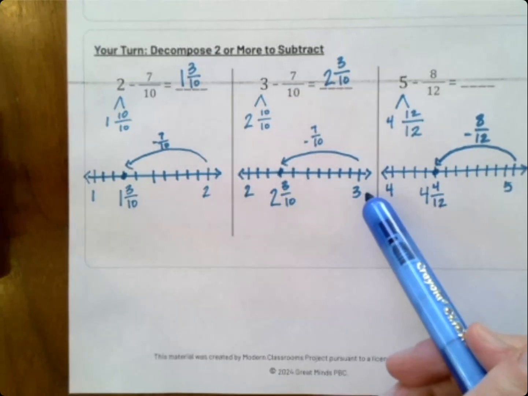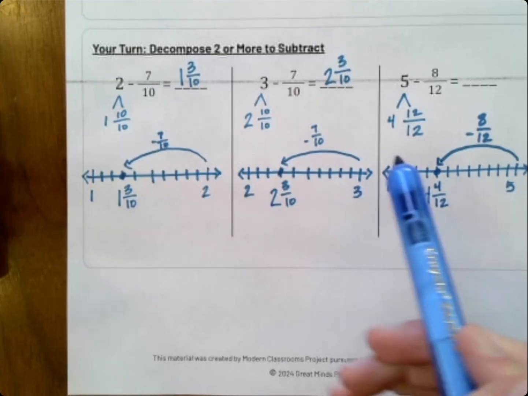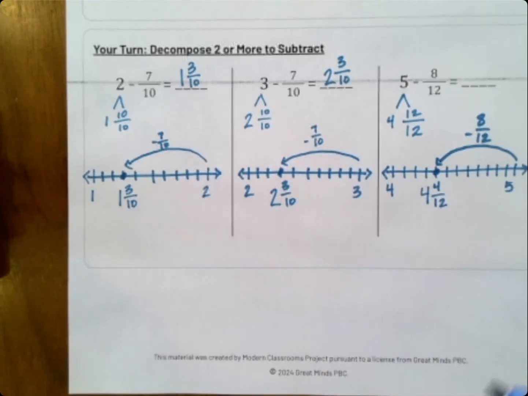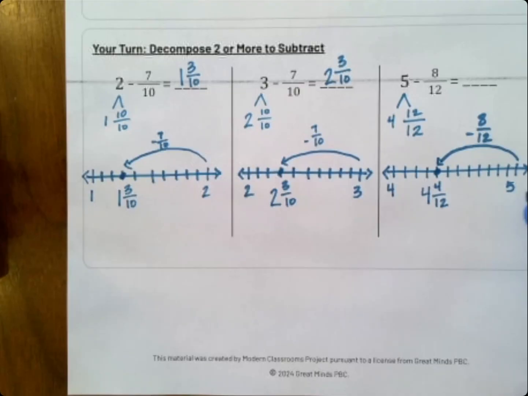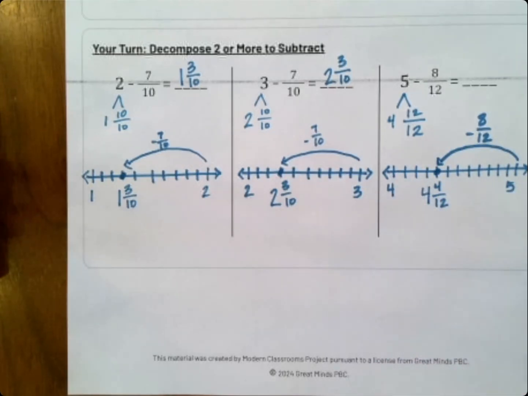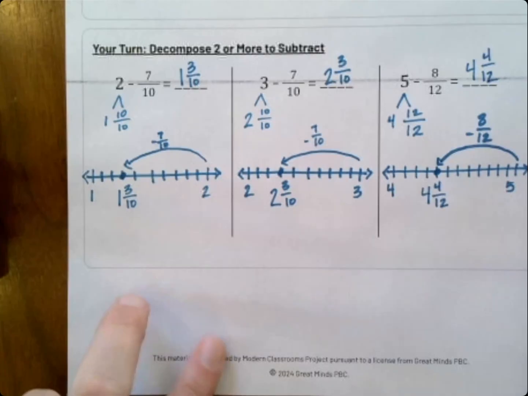Here, we're starting at 3, which is the same as 2 and 10 tenths, right? Moving back 7 tenths, and our result is 2 and 3 tenths. And then here, we're starting at 5, which is the same as 4 and 12 twelfths. We're subtracting 8 twelfths, and so our result is 4 and 4 twelfths.